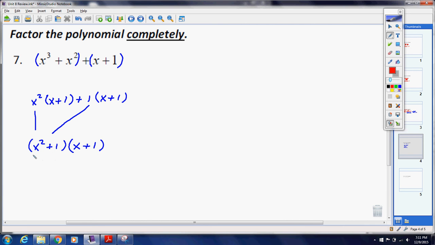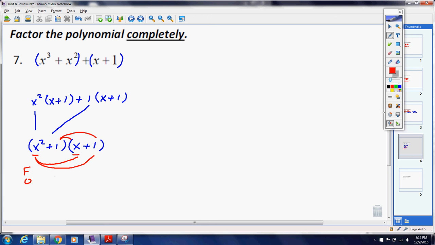If we were to FOIL, we'd multiply these first terms, so this would be x squared times x. Then we'd multiply the outside terms. That's the F and the O of FOIL, and that's what we're doing here. X squared times x, and x squared times 1. That's the F and the O of FOIL. And then the I and the L of FOIL right here.